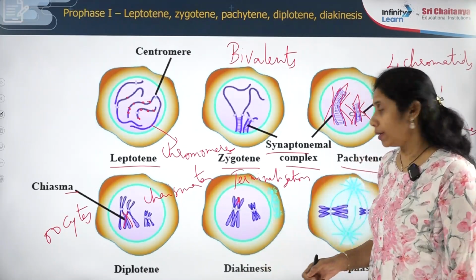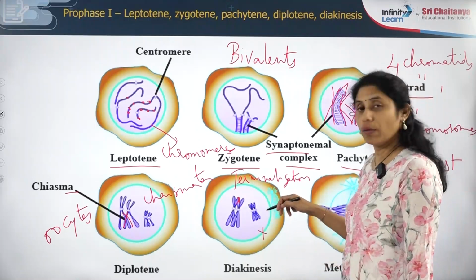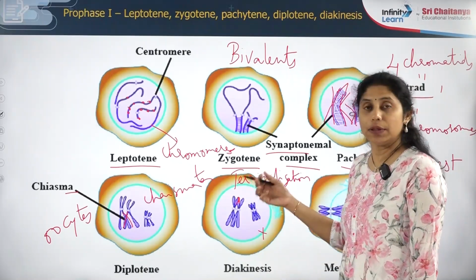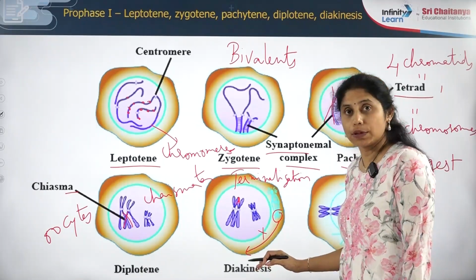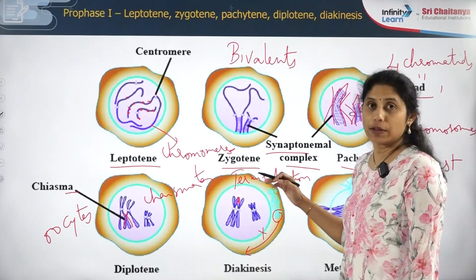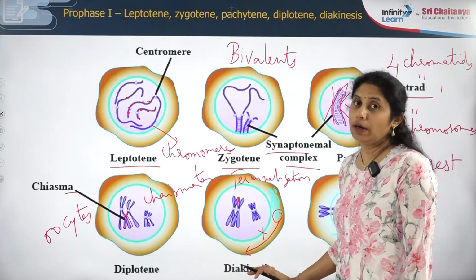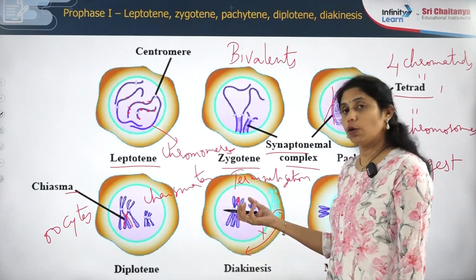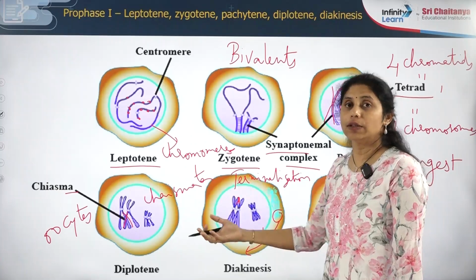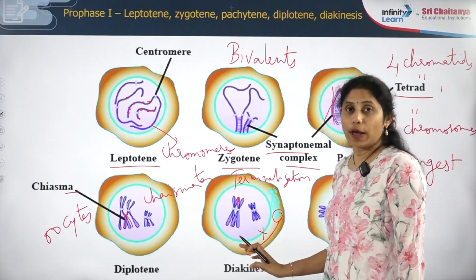And in the same diakinesis, the nuclear envelope and nucleolus disappear, Golgi disappears, ER disappears. The centrioles would have migrated towards the opposite poles. All the events of prophase will be finished by the end of the diakinesis. As the nuclear envelope disrupts, all the chromosomes will be released or scattered into the cytoplasm.